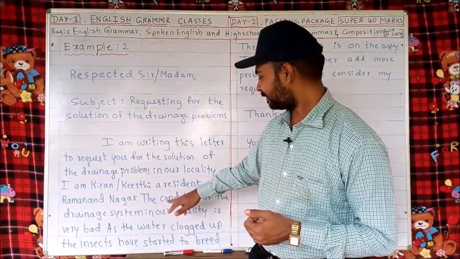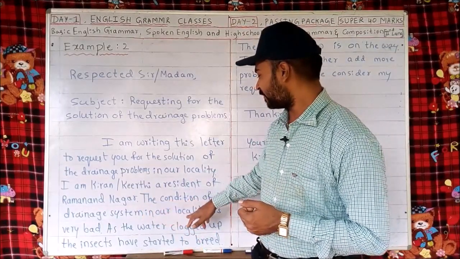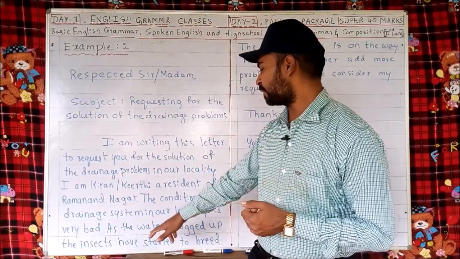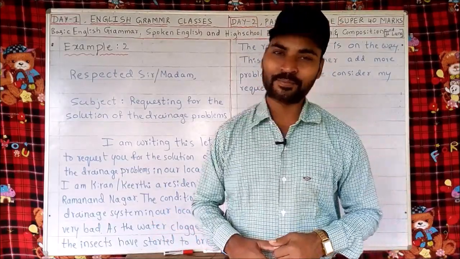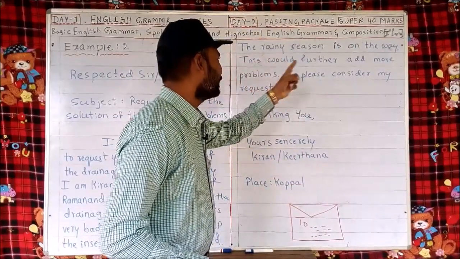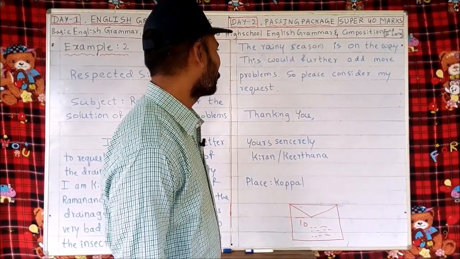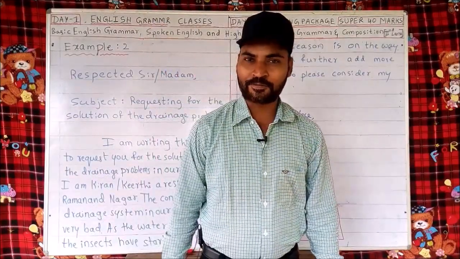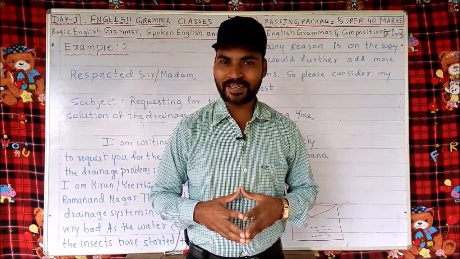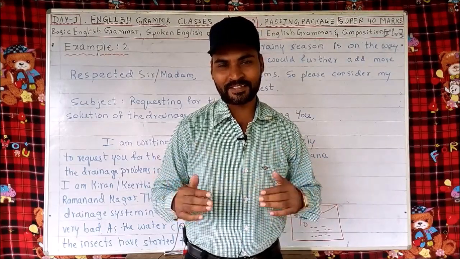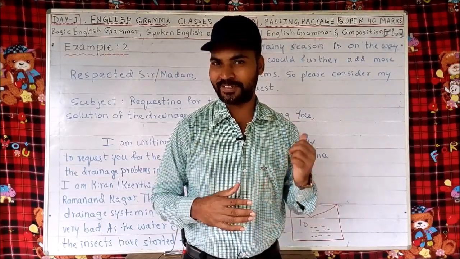Let's see that. The condition of the drainage system in our locality is very bad. As the water has clogged up, the insects have started to breed. The rainy season is on the way. This would further add more problems. So please consider my request. So you explain the problem in your own words. You may add more sentences. You may add more words to this.